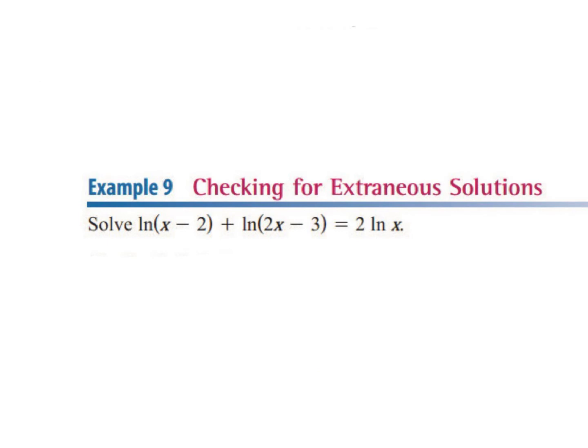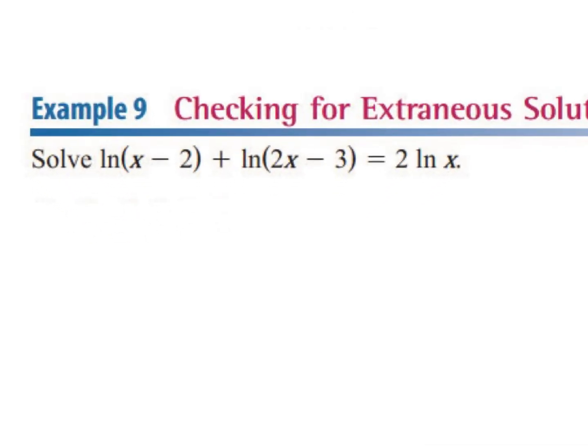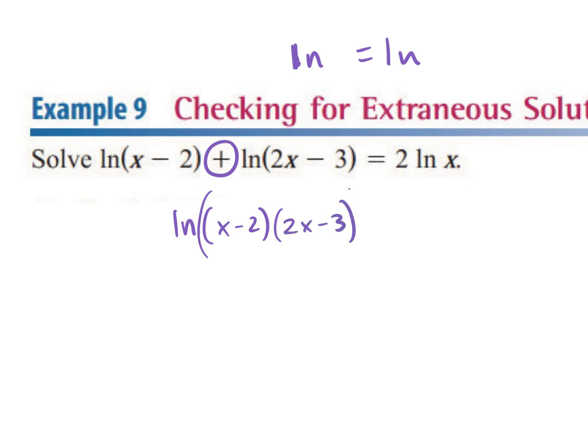All right, let's look at 9. How can I solve for x? Condense, awesome. I like it when I have ln is equal to ln because then they'll cancel. But I have 2 ln's on one side, so I have to condense it. How can I condense it if I'm adding? Multiply. So this would be ln of x minus 2 times 2x minus 3 is equal to 2 ln x.